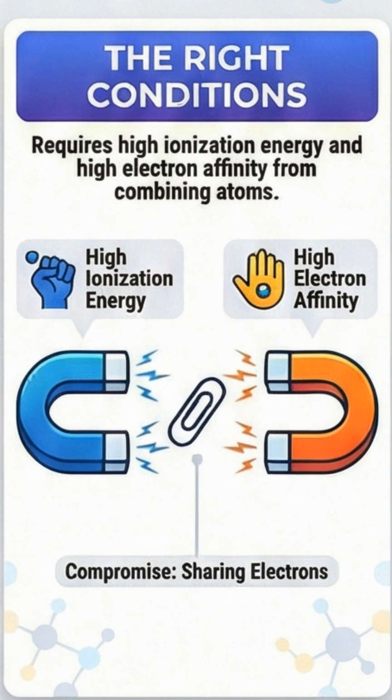Covalent bonding is favored when both atoms have relatively high ionization energy and high electron affinity. In other words, each atom holds tightly to its own electrons and also strongly attracts additional electrons, so sharing electrons between them becomes more energetically favorable than transferring them completely.